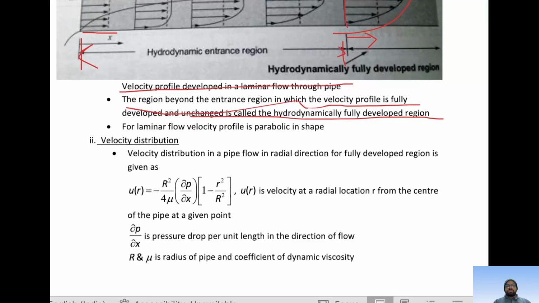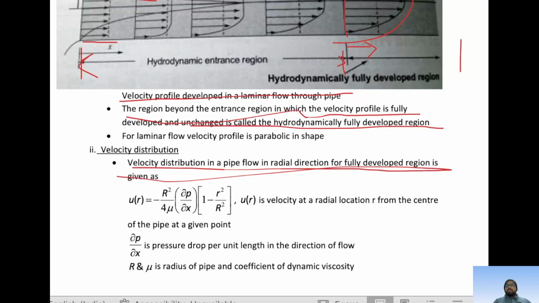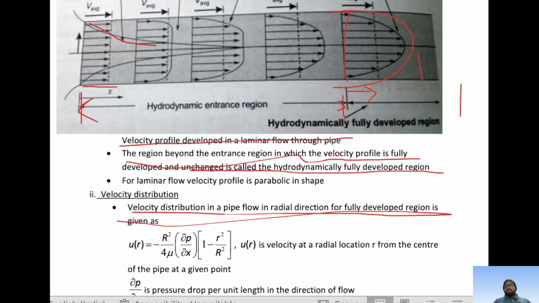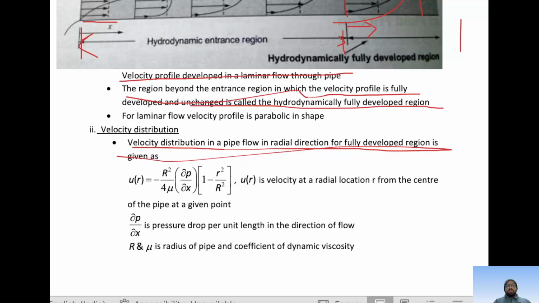Now velocity distribution. The velocity distribution of pipe flow in the radial direction for the fully developed region is given as follows. Velocity is a function of r, given as u(r) = minus R squared by 4 mu, dP by dx, the pressure drop along the flow direction which is the x direction, into 1 minus r squared upon R squared, where r is the distance from the center of the pipe and capital R is the radius of the pipe.